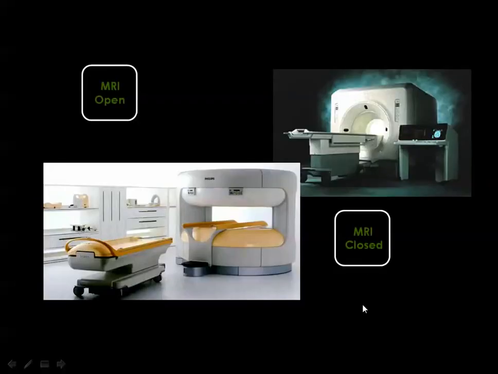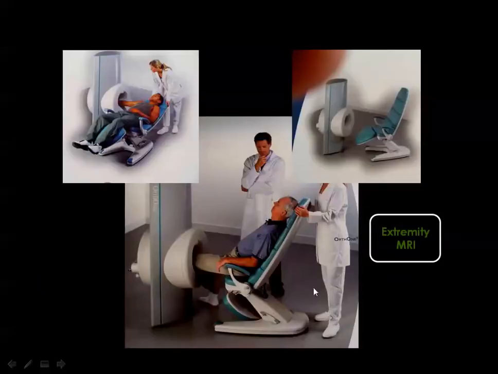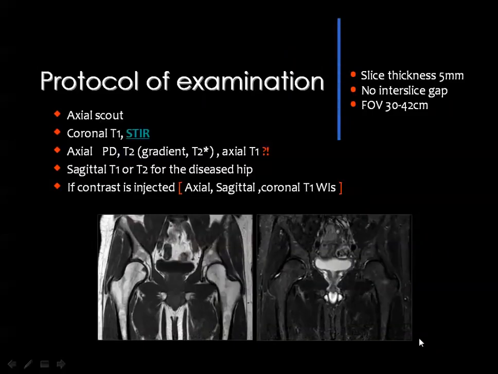You know the usual machines that we have, the closed magnet, the open MRI, and also the extremity magnet, which is not suitable for the examination of the hips. And here is the protocol of examination. Actually, we scan at slice thickness of 5 millimeter. We do not leave interslice gaps. We use a suitable field of view which ranges according to the patient size from 30 to 42 centimeter.